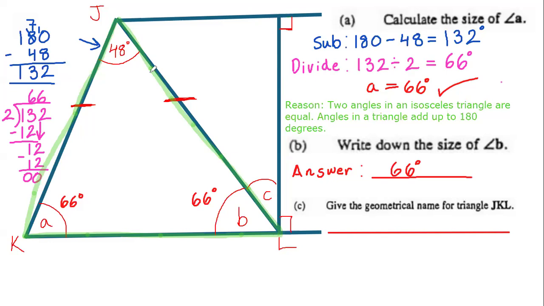All right, so we know JKL. We have what? We have the lines there. So what does that mean? That means that it's a what? It's an isosceles triangle. So we have an isosceles triangle. All right. Any questions on this isosceles triangle? Y'all get it? JKL. Any questions?